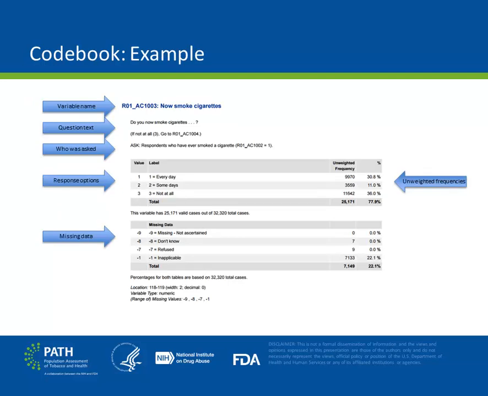Here is an example from the Wave 1 Adult Interview Codebook. At the top, the variable name and brief label are indicated. We can see that this is the codebook for variable R01_AC1003. This is followed by the question text and who was asked. The response options are provided in a table along with the unweighted frequency and percent. The total number of valid cases is provided next, followed by another table containing all the possible missing values and unweighted frequency and percent of respondents who were missing data.